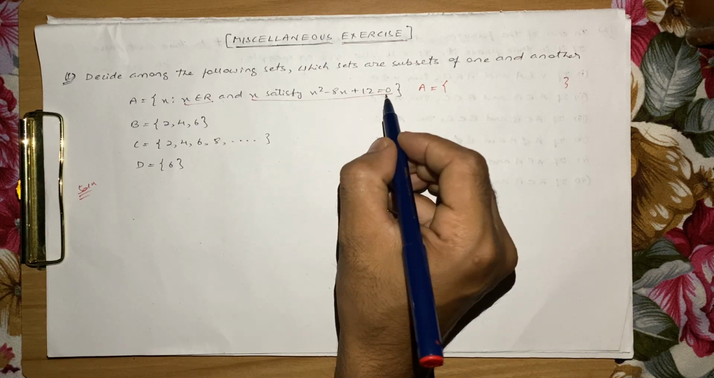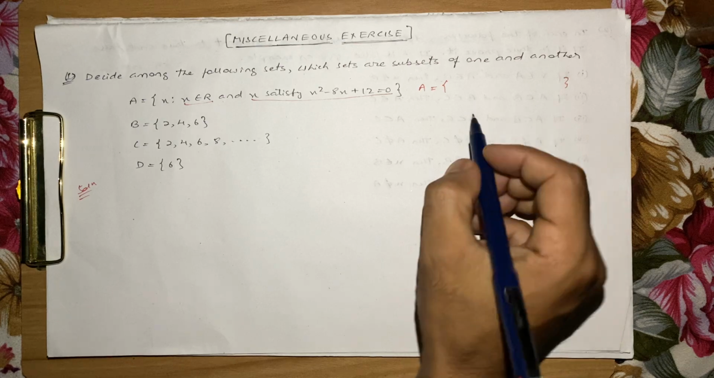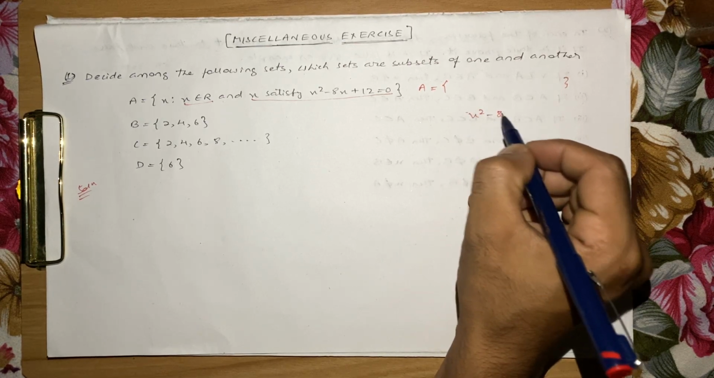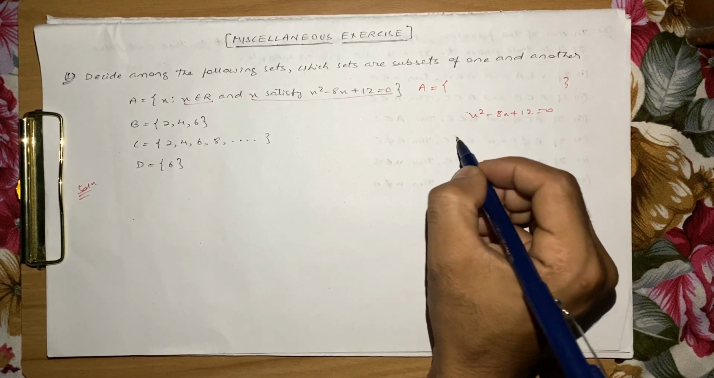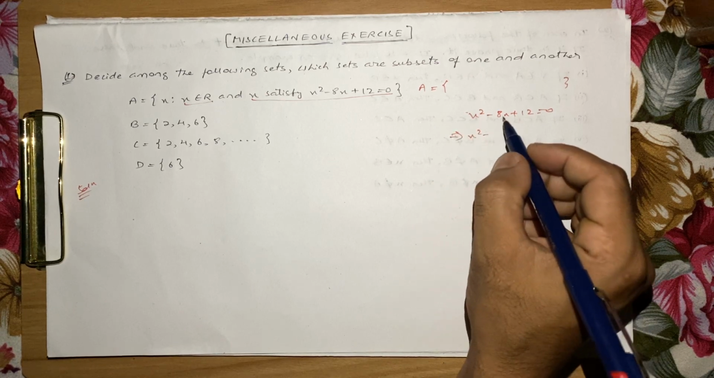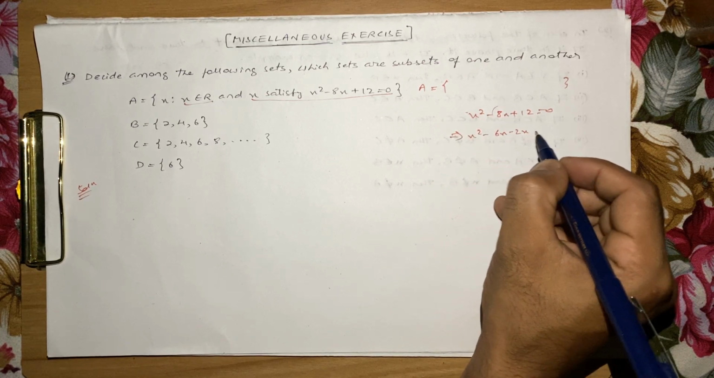Now this is a quadratic equation, right? So let's try to solve this equation. x square minus 8x plus 12 is equal to 0. So this will be 1. x square minus, try to break the middle term, 6x minus 2x plus 12.